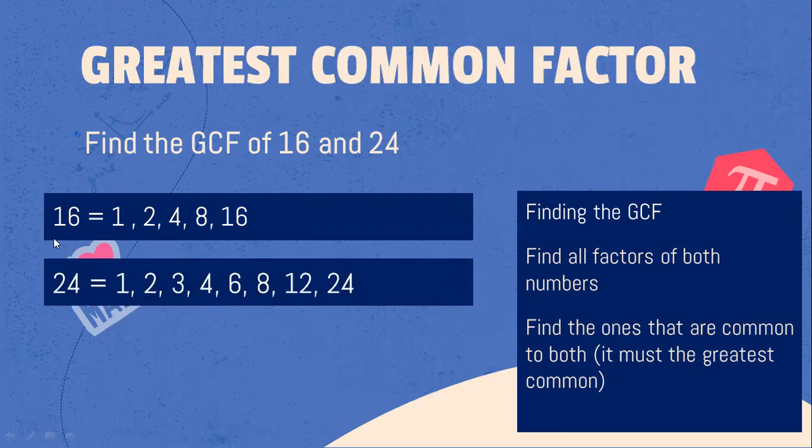How about for 24? The factors of 24 are 1 multiplied by 24, 2 multiplied by 12, 3 multiplied by 8, 4 multiplied by 6. We have here a lot of common factors such as 1 and 1, 2 and 2, 4 and 4, 8 and 8. Which is the greatest common factor? The greatest common factor is 8. Both 16 and 24 are divisible by 8. That's why the greatest common factor of 16 and 24 is 8.